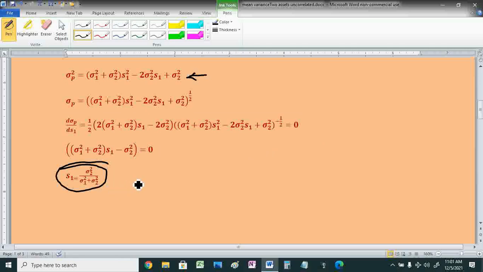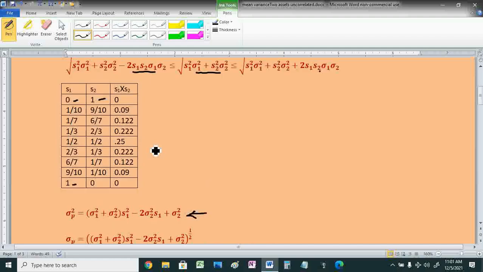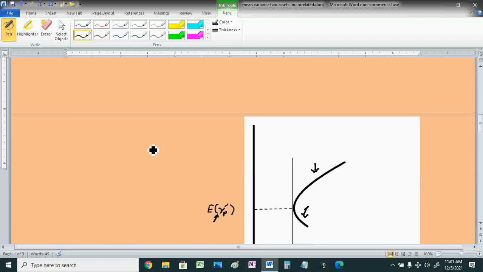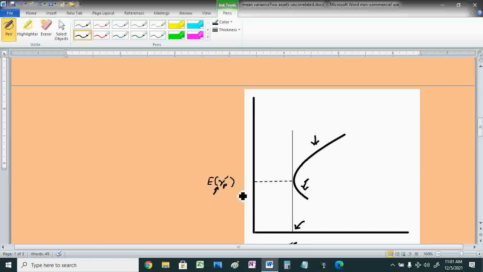So this is what I have done here, and in this way I can find out the value of S1, and that value of S1 could then be subtracted from 1 to find out the value of S2. And once I have been able to find these values out, I could find the minimum variance portfolio in the case where the two assets have correlation between them equal to 0 in terms of their return.